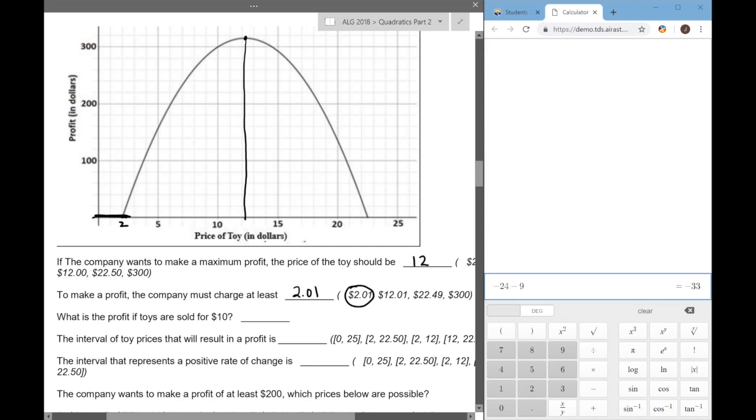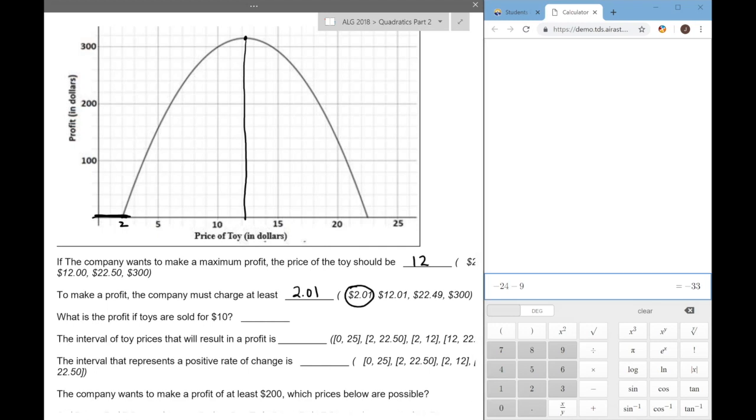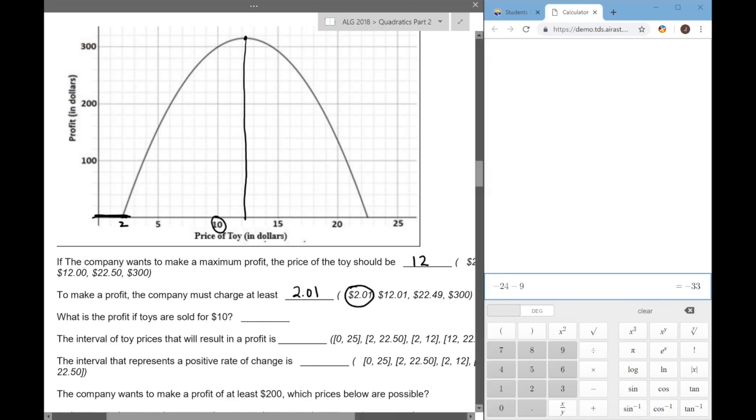Okay. What is the profit of toys that are sold at $10? So $10 is right here. If I look up here, draw my line, and I connect, it's about $300. So $300 in profit. Okay.